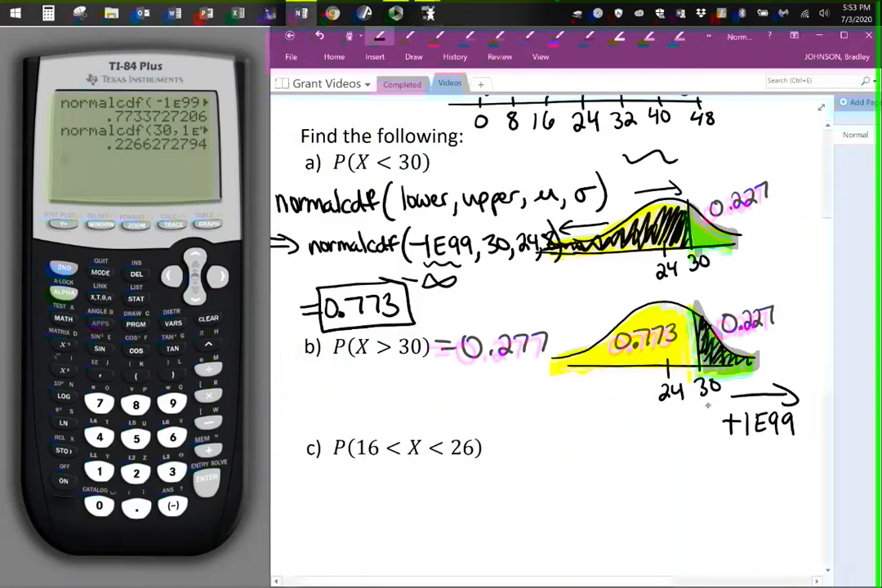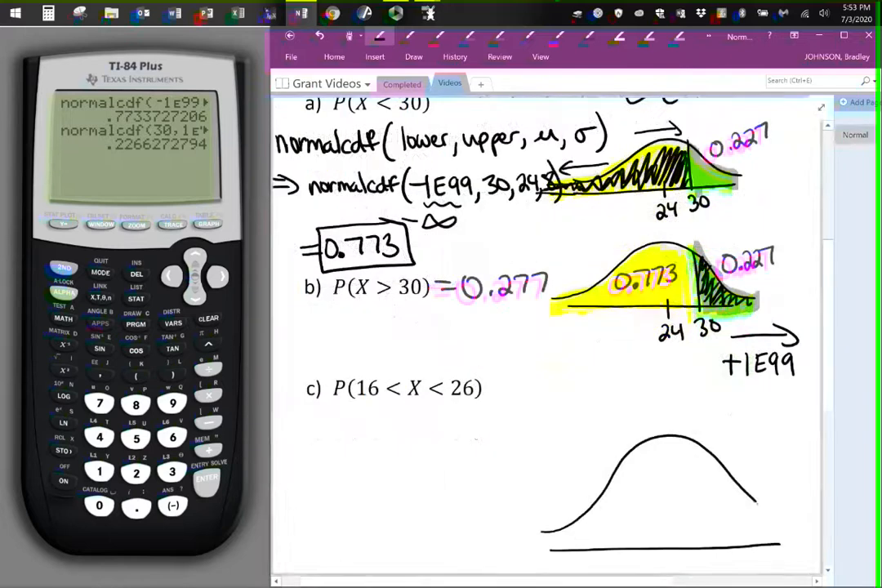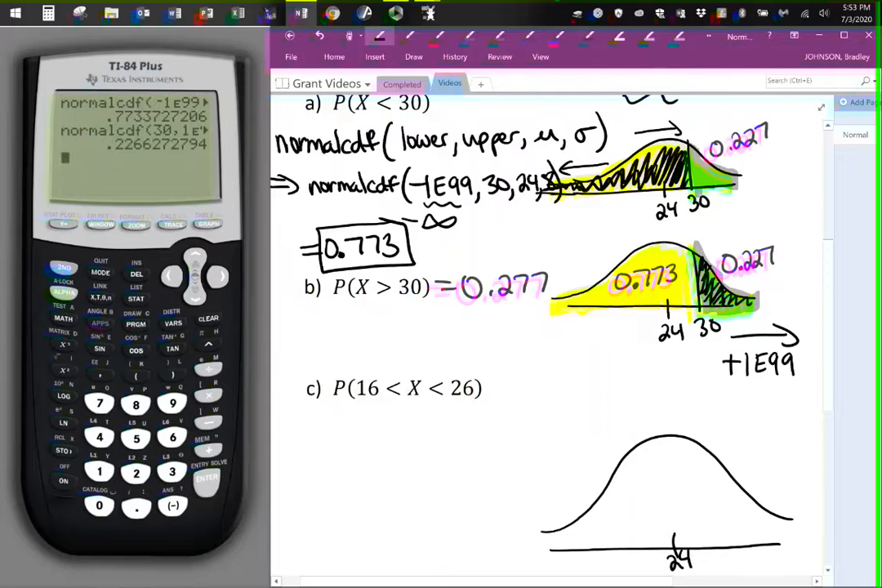Let's go on to part C now. So part C, I'm going to draw a new sketch. I will mark the mean 24. Then it looks like I'm asking the probability between 16 and 26. So 16 would be to the left, and then 26 would be somewhere to the right. So I know I need this shaded region right here.